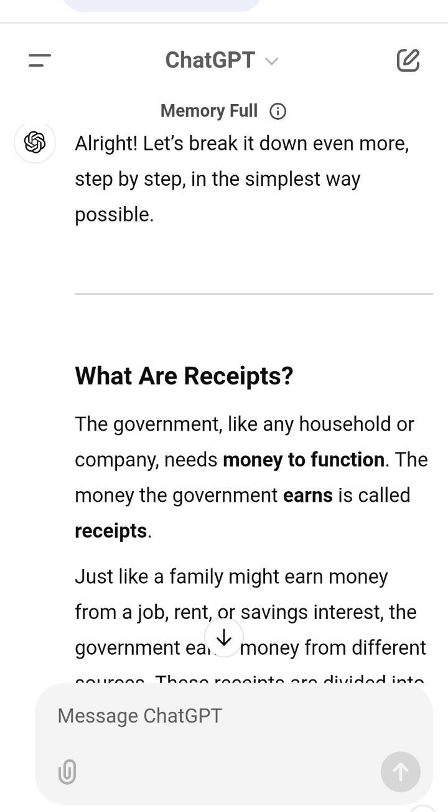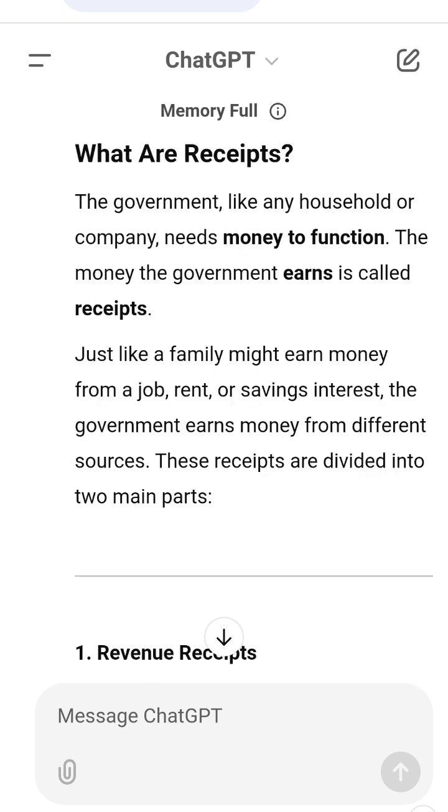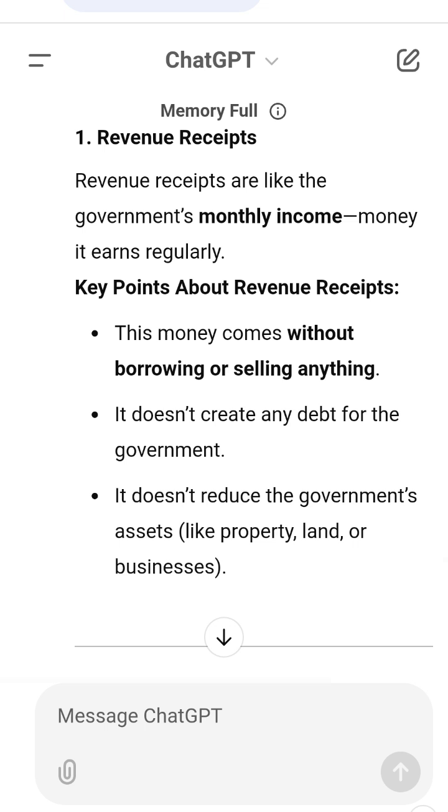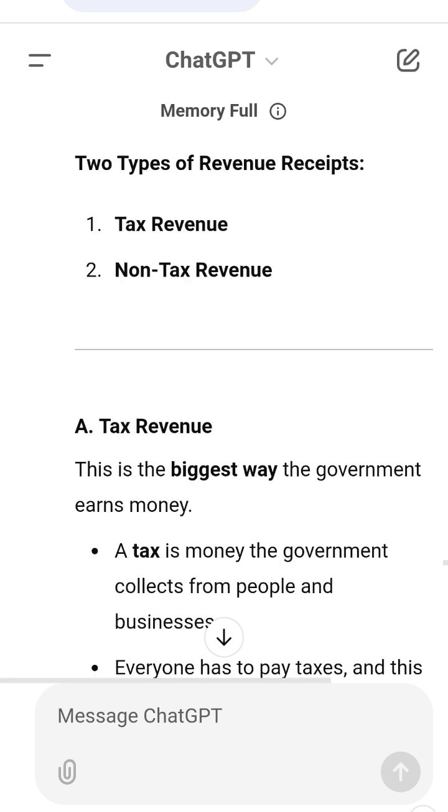3. Irrigation services. The government builds dams and canals to provide water for farming. Farmers pay for using this water. 4. Power distribution. Electricity provided to homes and businesses earns money for the government. 5. Receipts from central police services. When the government provides special police forces for private security, it charges fees.